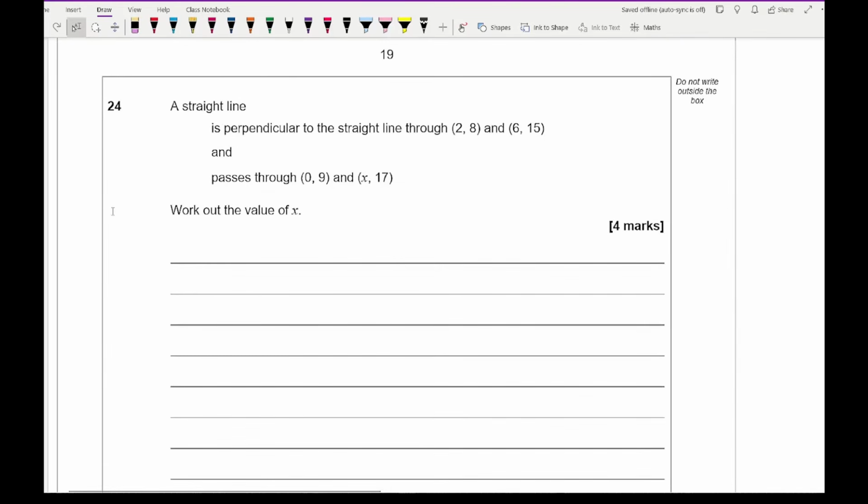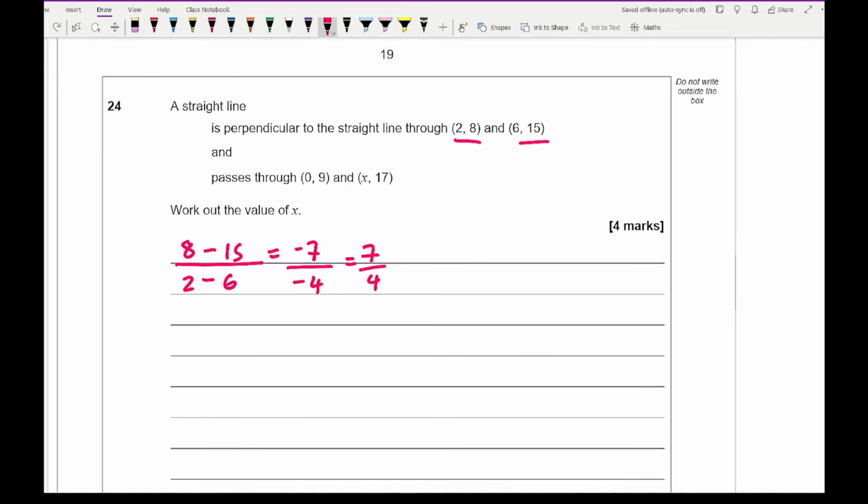Moving on to question 24, it says the straight line is perpendicular to the straight line through 2, 8 and 6, 15 and passes through 0, 9 and x, 17. And the question is asking us to work out the value of x. So the first thing we need to do is work out the gradient of these 2 points here. So I'm going to do 8 and 2 and 15 and 6, and I take those 2 away. So 8 take away 15 is going to give me minus 7, and 2 take away 6 is minus 4. So that gives me 7 over 4.